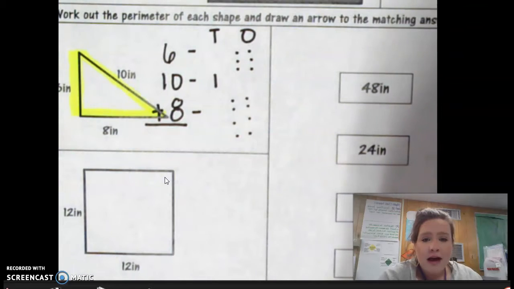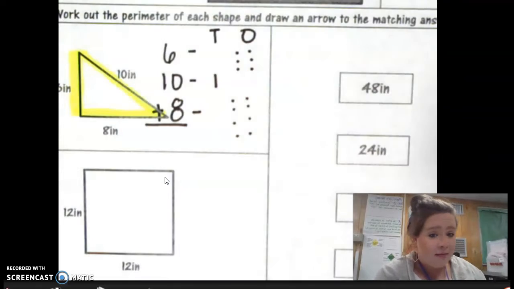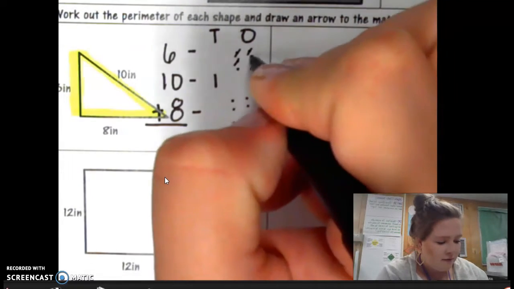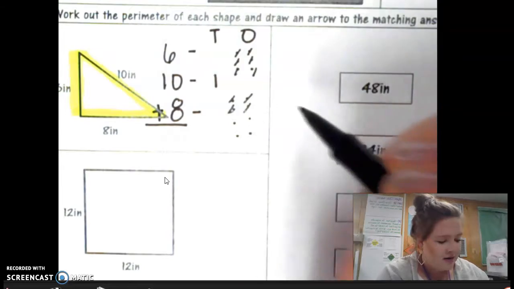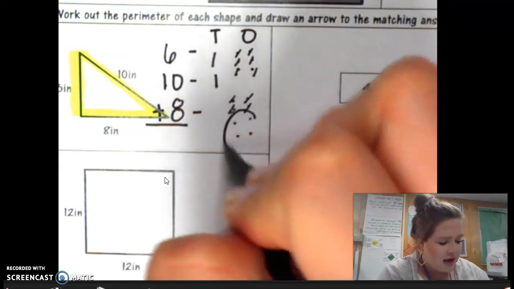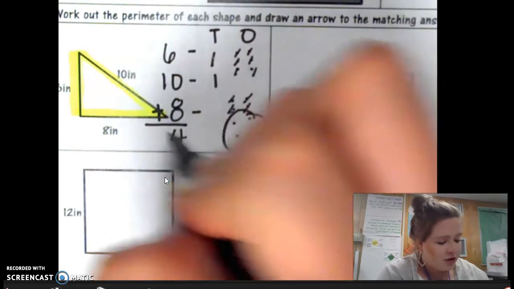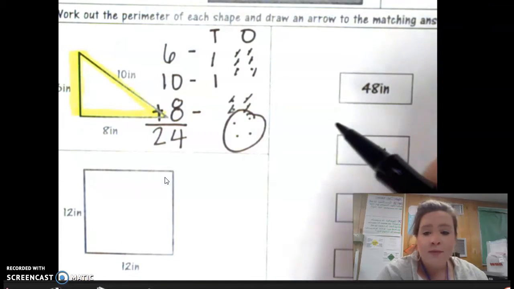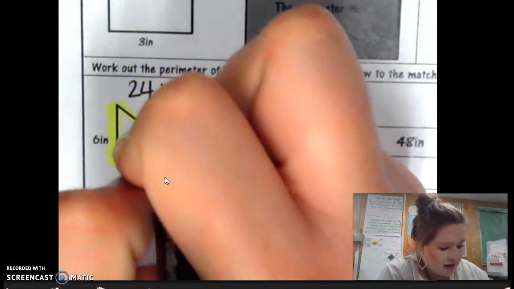Okay, I'm going to start by adding in my 1s place. 1, 2, 3, 4, 5, 6, 7, 8, 9, 10. I'm going to create a new 10, and I am left with 4 1s. And I have 2 10s, which is 20. So the perimeter of this is 24 inches.